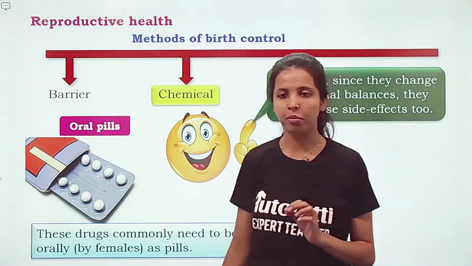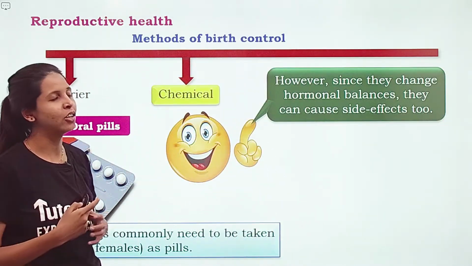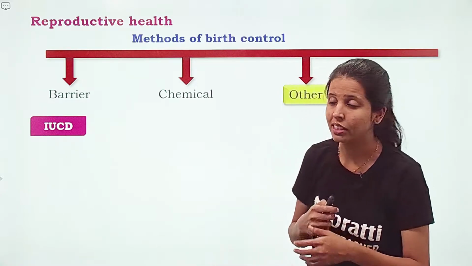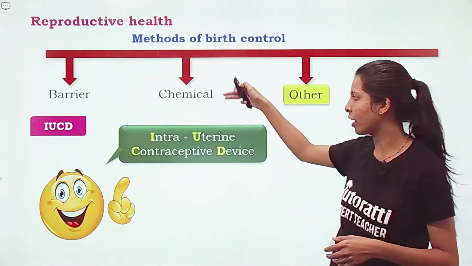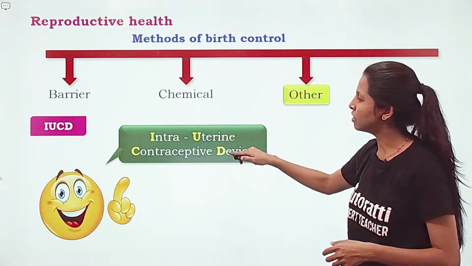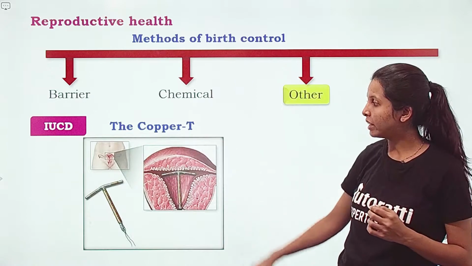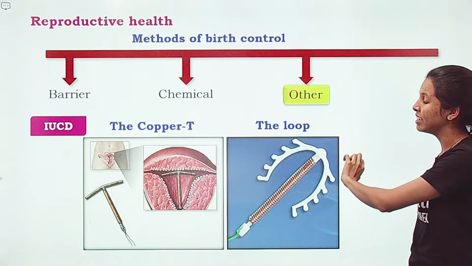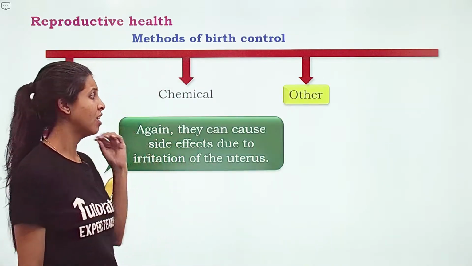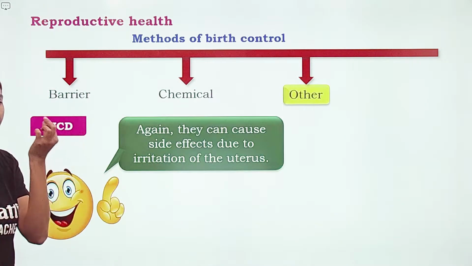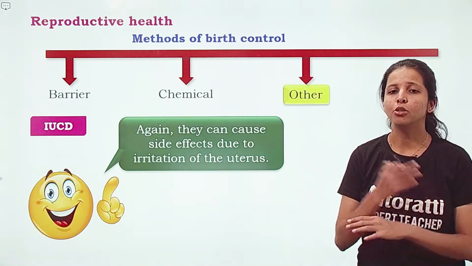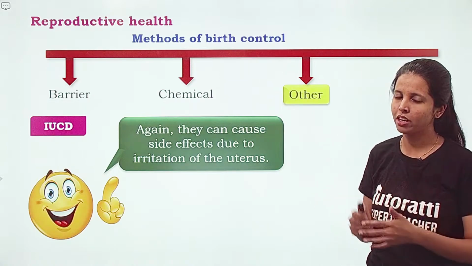Now kids, one thing you need to remember that since they change the hormonal balance, they can cause side effects too. Other contraceptive devices are called as IUCD, intrauterine contraceptive device. Let's break this. Intra is inside, uterine is for uterus. Contraceptive device is birth control device, बच्चा. Copper T है और फिर the loop. These are kept inside the uterus and they are going to kill the sperms which come on the way. So intrauterine contraceptive device. Again kids, they cause side effects. क्यों? क्योंकि आप actually एक foreign body रख रहे हो uterus में. It causes side effects due to irritation of the uterus. So proper consultation with the doctor and gynecologist is necessary for IUCD.